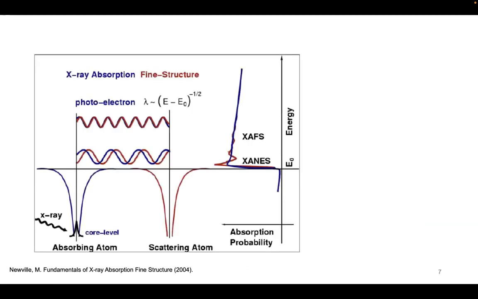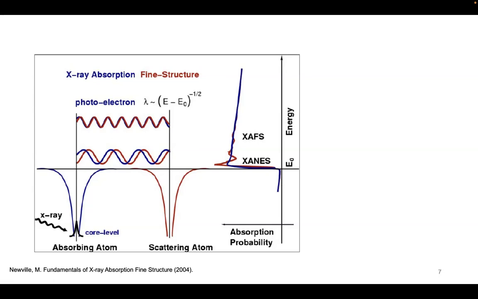Okay, so in terms of the likelihood of generating the signal, the absorption probability, right? If you're below the absorption energy, the absorption probability is pretty low.